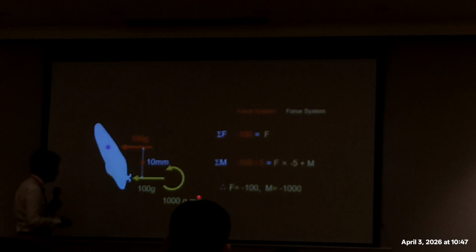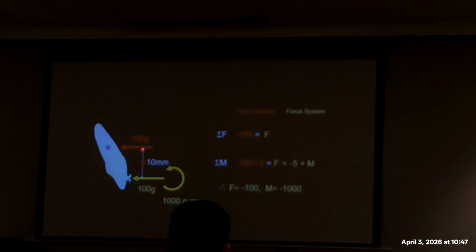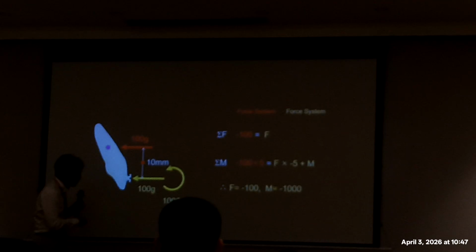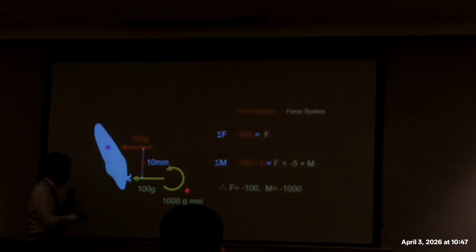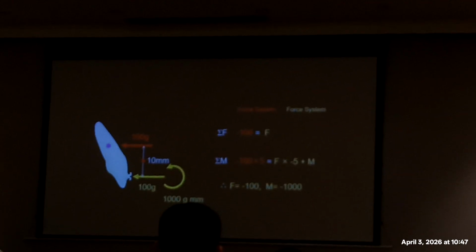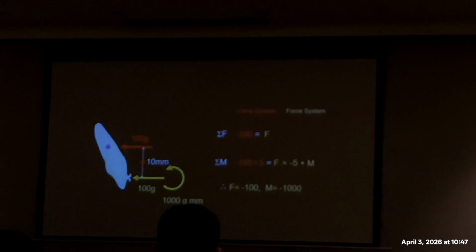If you divide this moment by force, it becomes 10, right? So that 10 means a single force. If you divide 1000 gram millimeter by 100 gram, the gram is eliminated, so millimeter is left. So the moment to force ratio is nothing but the millimeter distance. What is the moment to force ratio? It's the location of the single force from the bracket. How many millimeters away from the bracket? That's the moment to force ratio. It's as simple as that.